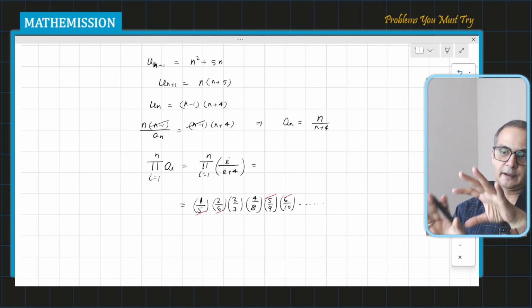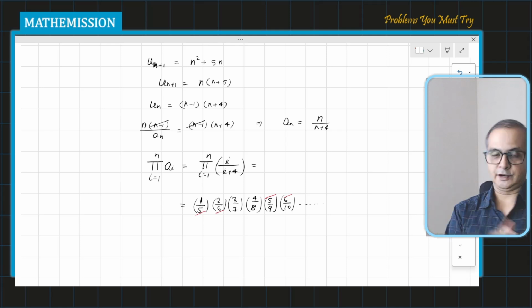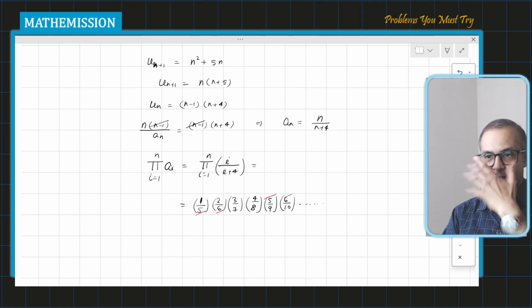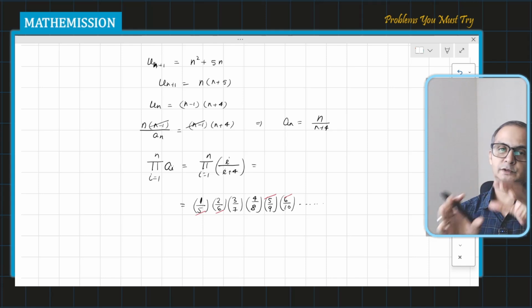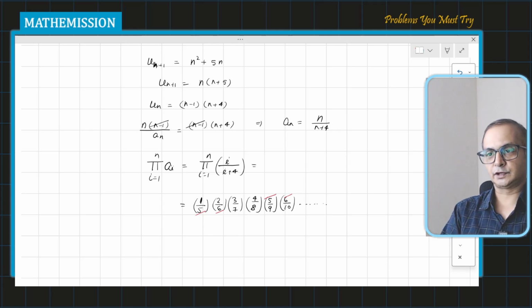Now we have to understand the similar thing from the end, and for that we are not writing the last 4 or 5 terms from the beginning, we are writing from the end. So that you can understand it, the last term will be n by n plus 4. Before that, what I got is n minus 1 by n plus 3, sorry, n minus 1 by n plus 3. Then we get n minus 2 by n plus 2.